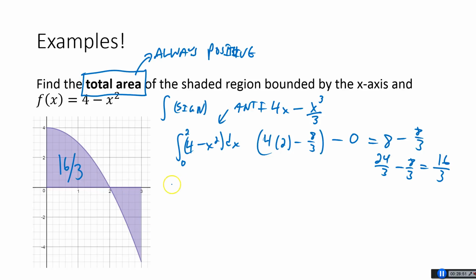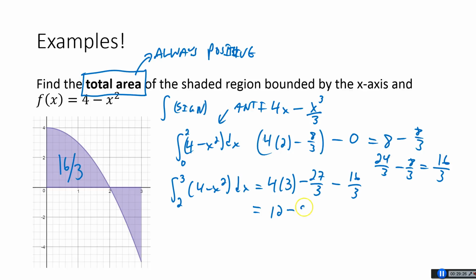Now let's figure out the bottom. So we do that by integrating from 2 to 3 of 4 minus x squared dx. So we have our antiderivative, so it's going to be 4 times 3 minus 27 thirds, which is 9. And then we subtract off, plugging in 2. Well, we already did that once, so we're going to subtract off 16 thirds. When we plugged in 2 here, we got exactly 16 thirds, so we don't have to do that math again. So we have 12 minus 9 minus 16 thirds.